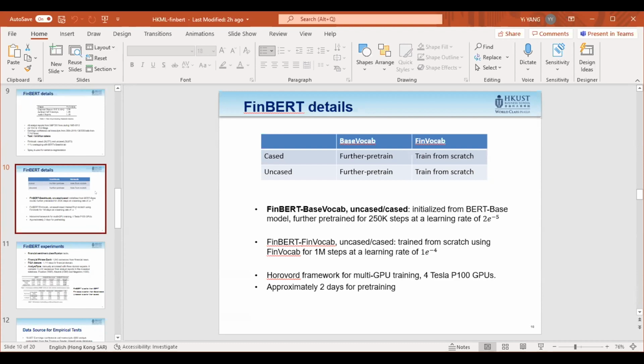Yeah. Okay, this is not us. This framework is actually a multi-GPU training framework released by Uber. If you Google Horovod, you will find it on GitHub. It is a pretty good parallel training framework, which we leverage.